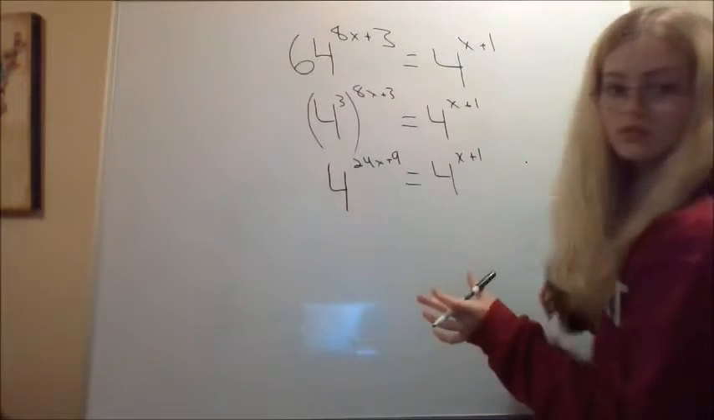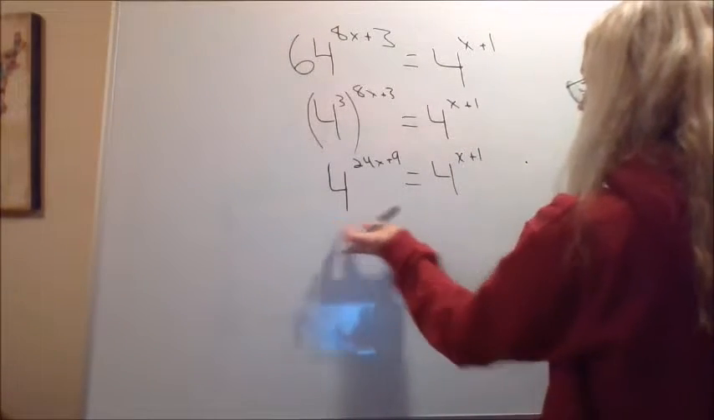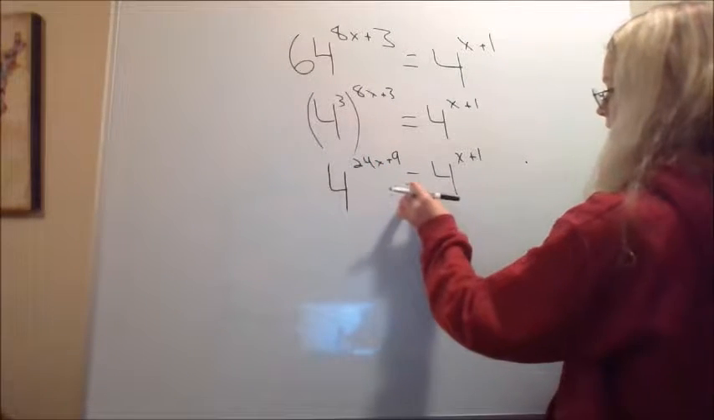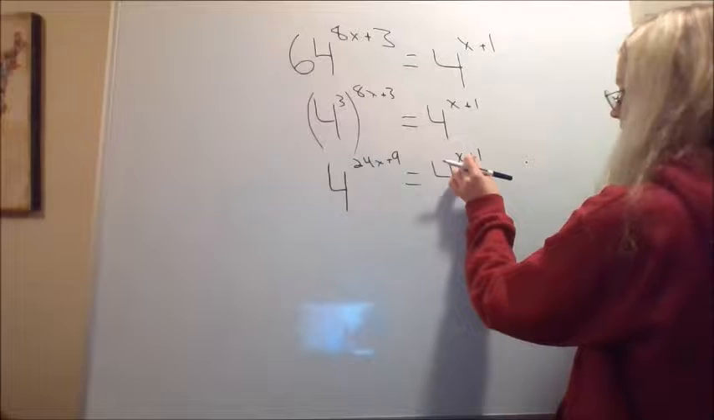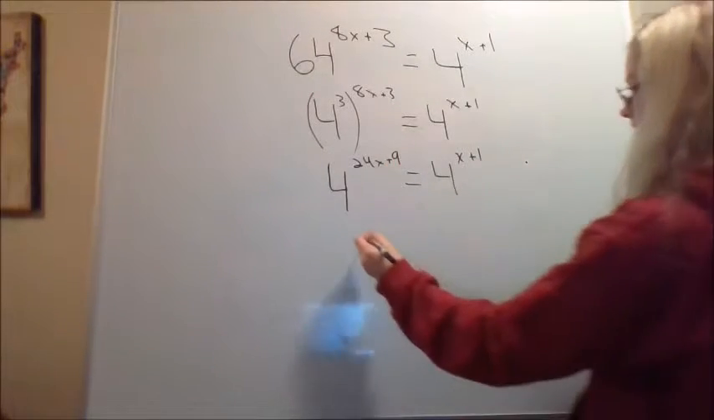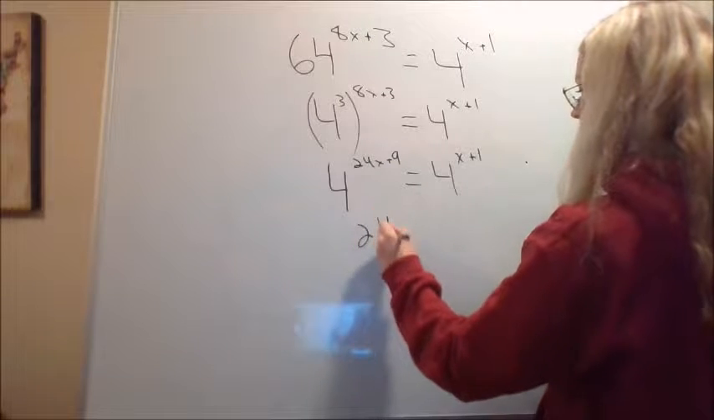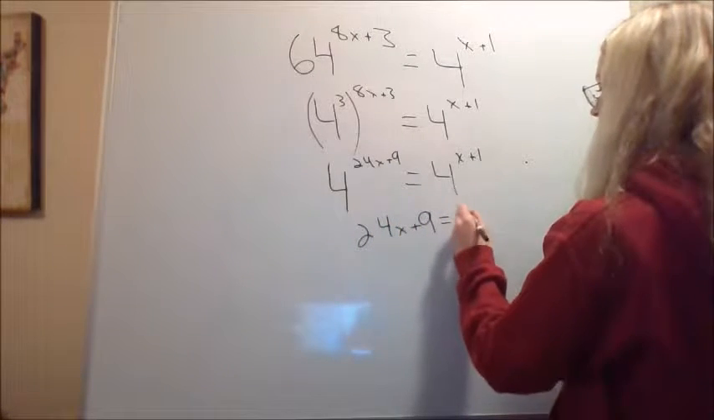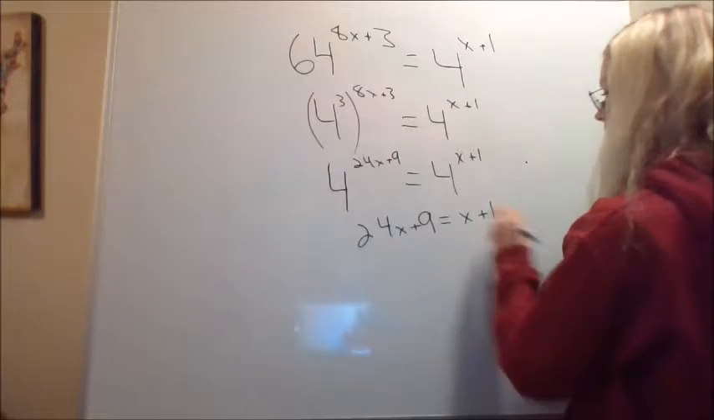And so we know, since we have the same base here of 4, that if we have 4 to the power of something equals 4 to the power of something, then that something must be the same. So 24x plus 9 is equal to x plus 1.